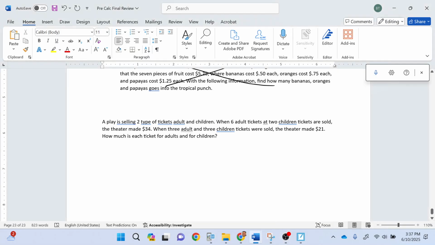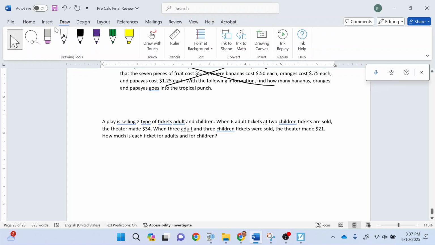All right, welcome back. I just made a question right here, basically a type of question. There are multiple questions. Look at your homeworks for word problems that could work. So in this situation, we have a play selling tickets for adults and children. When 6 adult tickets and 2 children tickets are sold, they made $34. When 3 adult tickets and 3 children tickets are sold, they made $21. How much is each ticket for adults and for children?